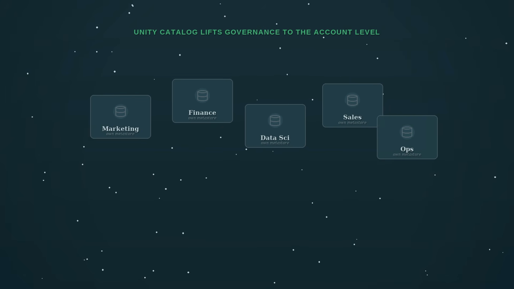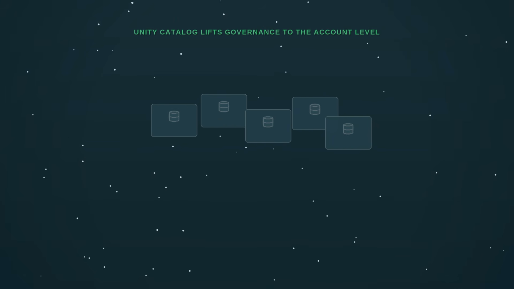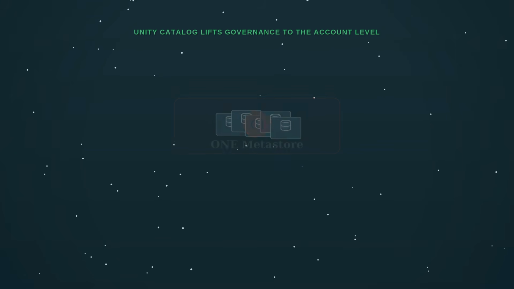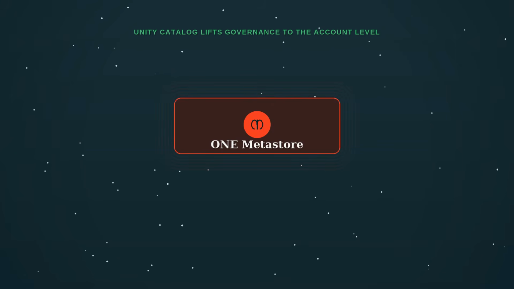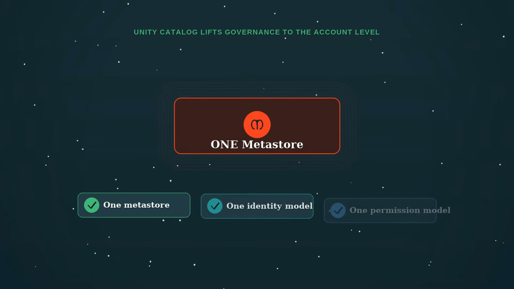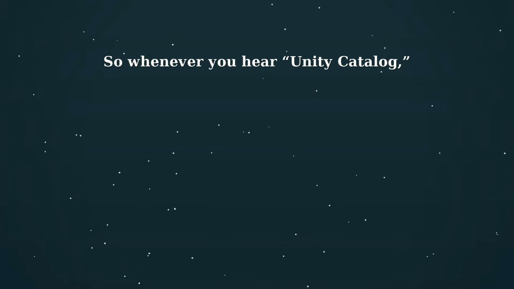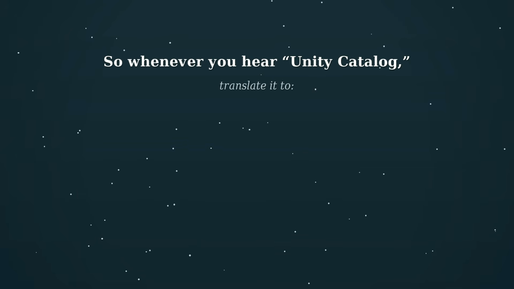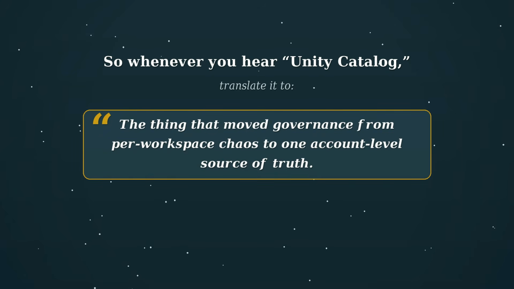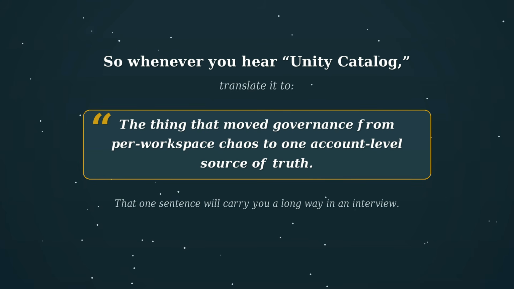So Unity Catalog fixed this with one architecture decision. It lifts governance up out of the individual workspace, all the way up to the account level. So one metastore, one set of identities, one permission model, governing every workspace at once. Suddenly that question of who can see customer data across the whole company has one place to look. So whenever you hear Unity Catalog, I want your brain to translate it to the thing that moved governance from per-workspace chaos to one account-level source of truth. That single sentence will carry you a long way in an interview.